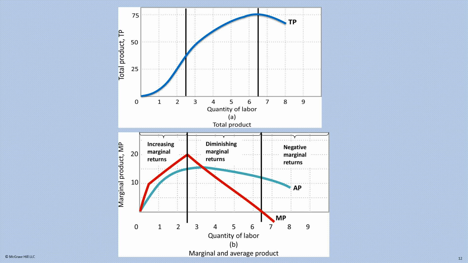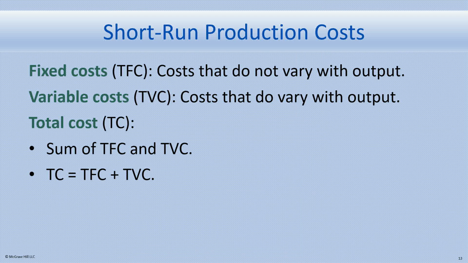If you'll consider that total product curve at the top and look at how you produce these two, the average and marginal product curves on the bottom, this should begin to make sense to you. We're going to come back to this relationship here in a minute. All right? We're going to talk about production cost next, going forward.